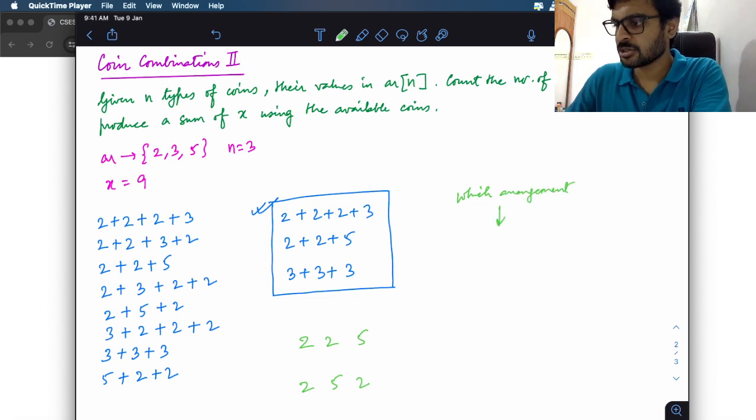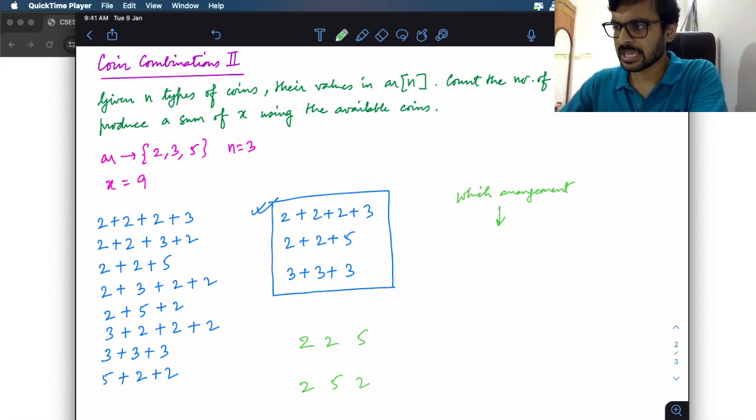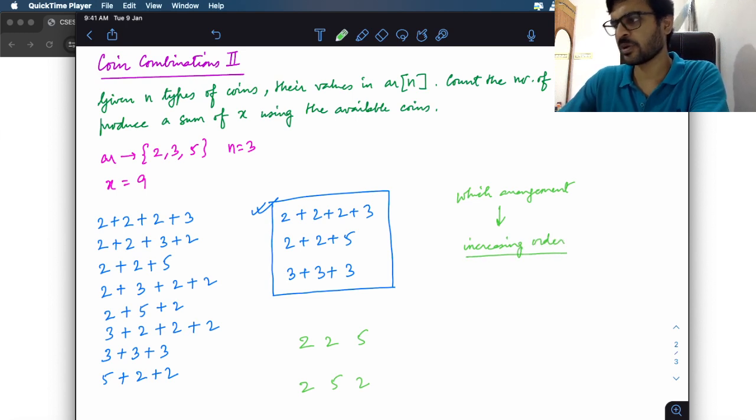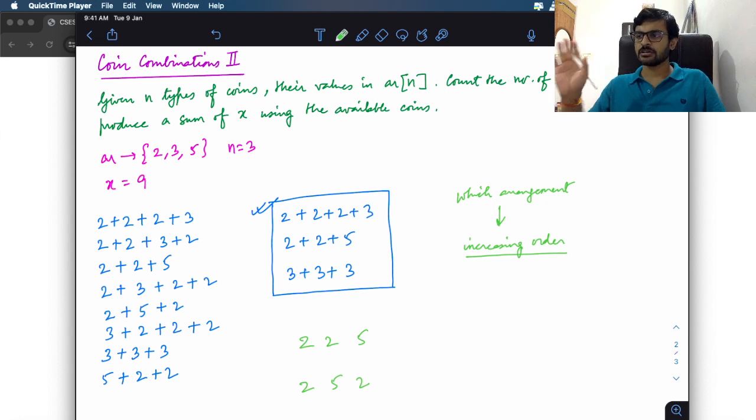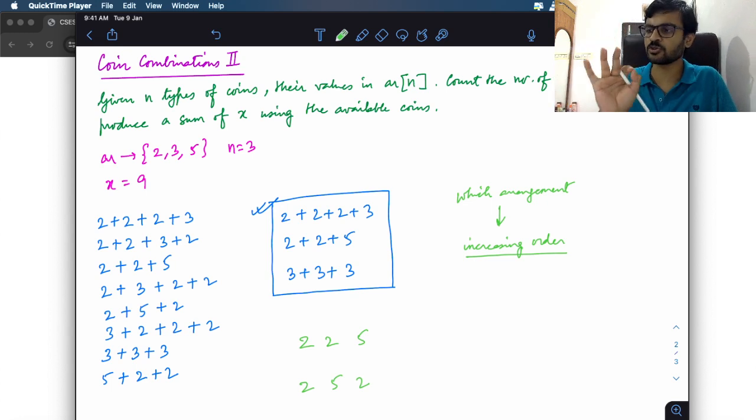Should we select 2 to 5, or should we select 5 to 2, or 2, 5, 2? So let us say only the increasing or non-decreasing order we are going to consider. So any choice that you make, let's say the first choice, 3 twos and 1 three, we are going to choose only in increasing order: 2 2 2 3.